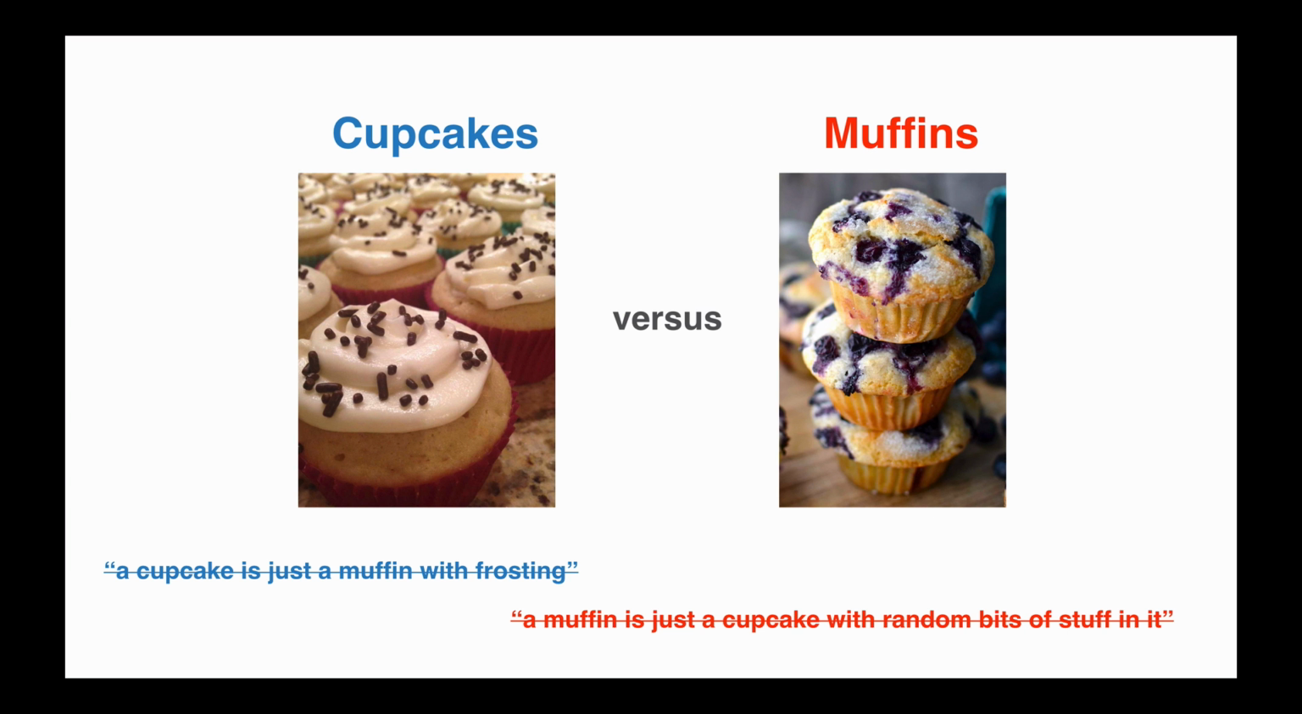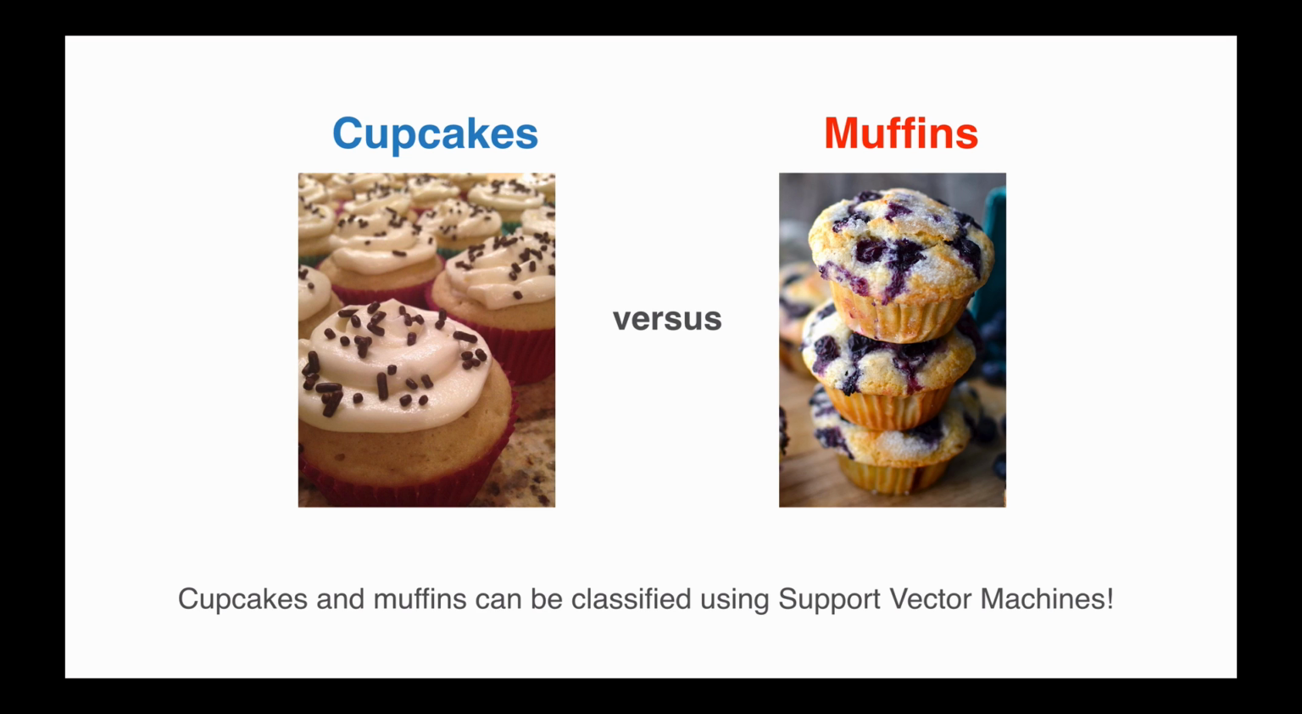So at the end of the day, we see that muffins and cupcakes are not the same thing, but they're actually different, and you can classify them using support vector machines. So I won that argument.